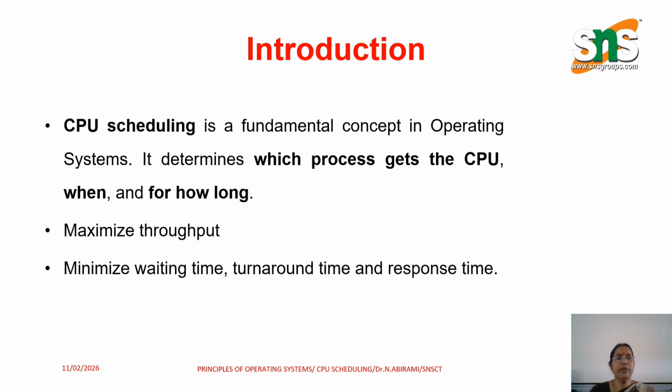The main objective of CPU scheduling is to maximize the CPU utilization and throughput while minimizing the waiting time, turnaround time, and response time, and also to ensure fairness so that no process starves in the queue.